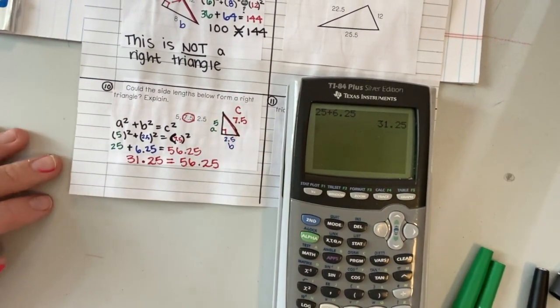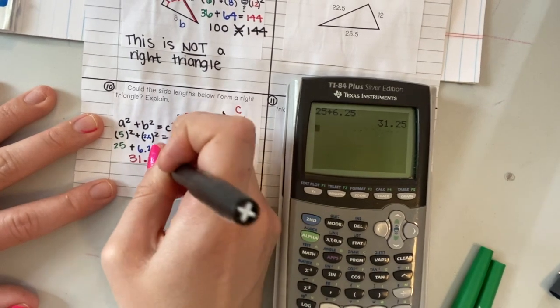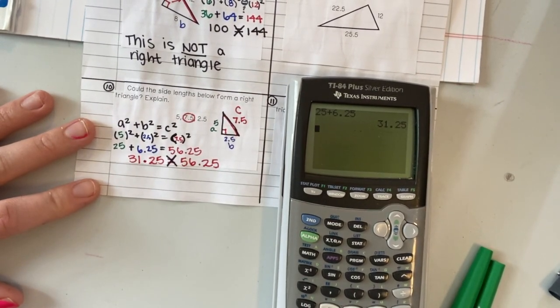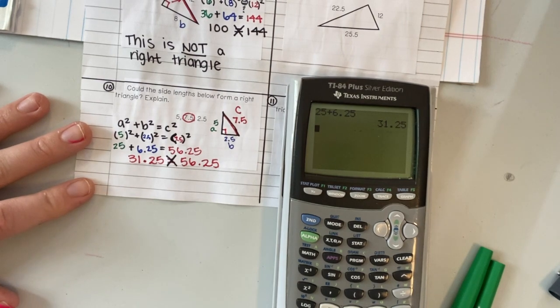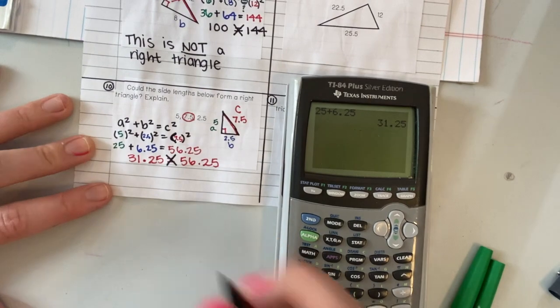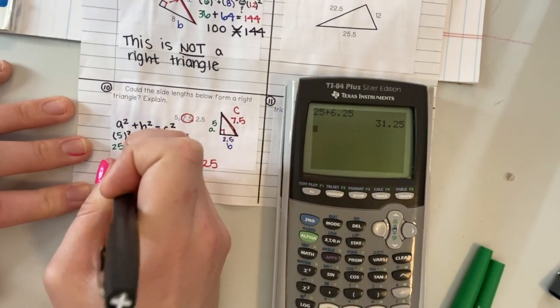No, they are not equal to one another. So they are not the side lengths of a right triangle. They're just the side lengths of a random triangle, but this triangle is not a right triangle.